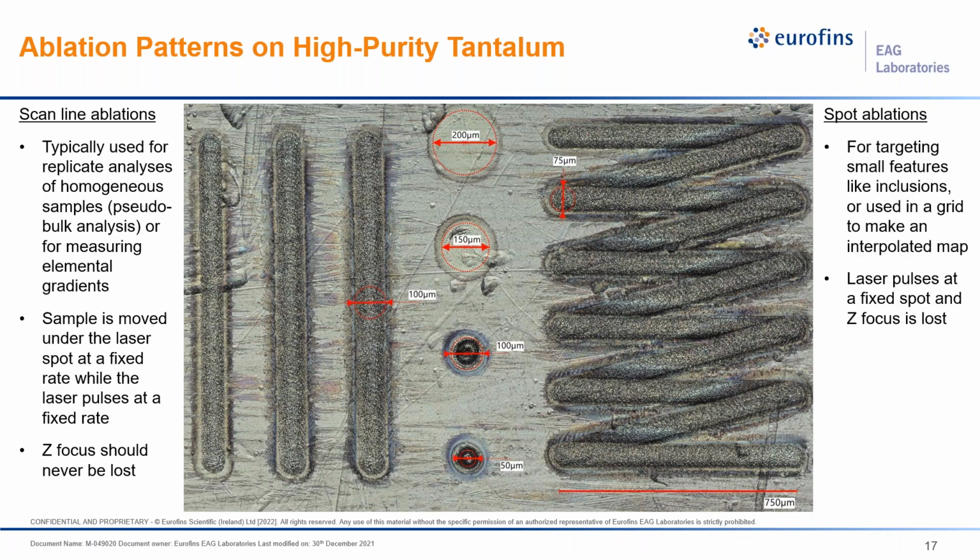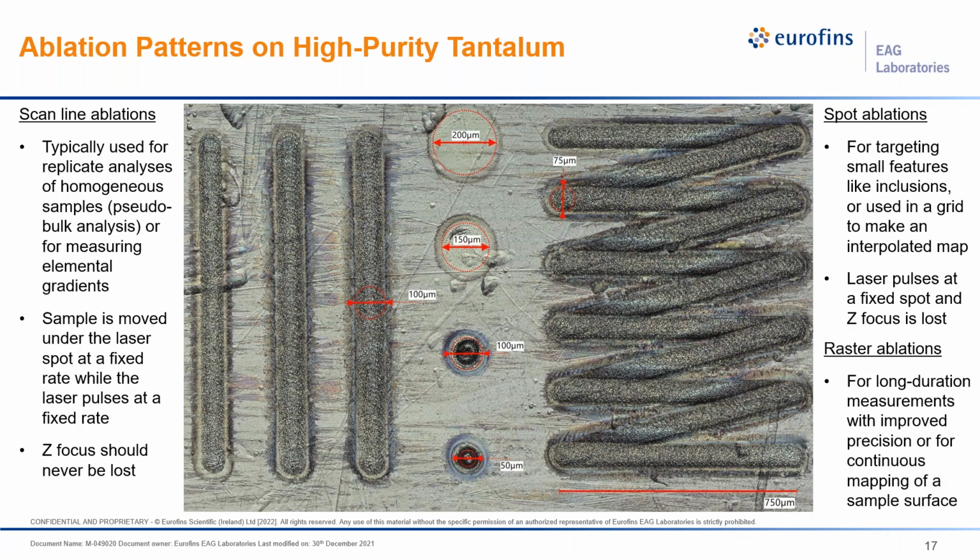Spot ablations, as illustrated by those 4 different size spots or craters in the center, are mainly used here for targeting small features, so inclusions or defects. You can also lay them in a grid to make an interpolated chemical map. Now, for spot ablation, the laser pulses at a given rate at a fixed location, and as it ablates down, Z focus is lost.